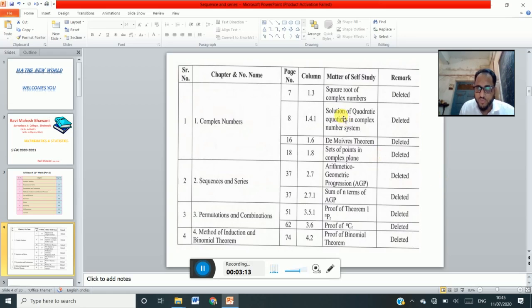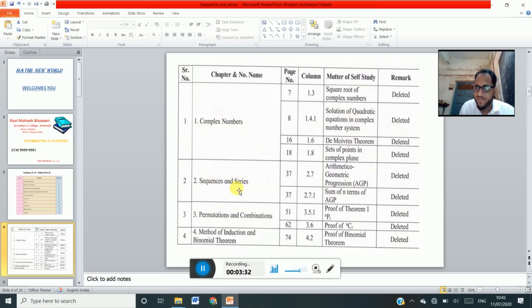That is for you. The first one is square roots of complex numbers, solutions of quadratic equations in complex number system, De Moivre's theorem, sets of points in the complex planes. So this part is deleted from the first chapter.